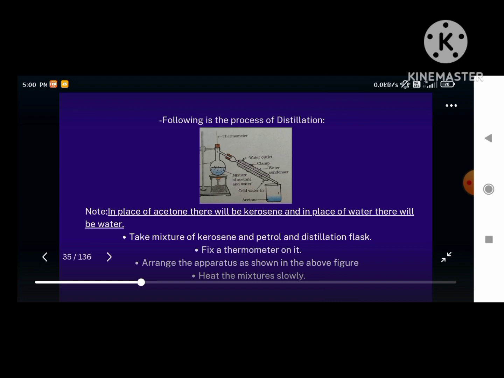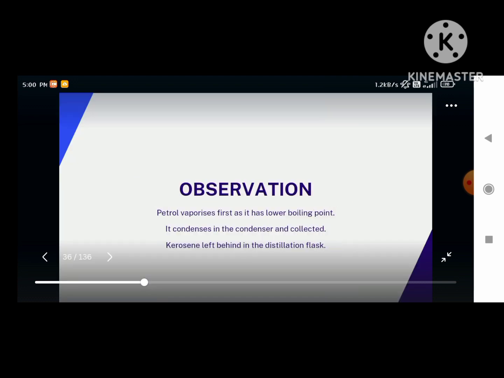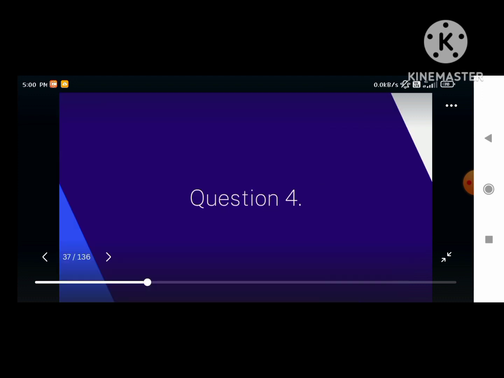So number 1, take the mixture of kerosene and petrol in a distillation flask. Fix a thermometer on it. Arrange the apparatus as shown in the above figure. Heat the mixture slowly. The observation we get is petrol vaporizes first as it has a lower boiling point. It condenses in the condenser and is collected. Kerosene is left behind in the distillation flask.